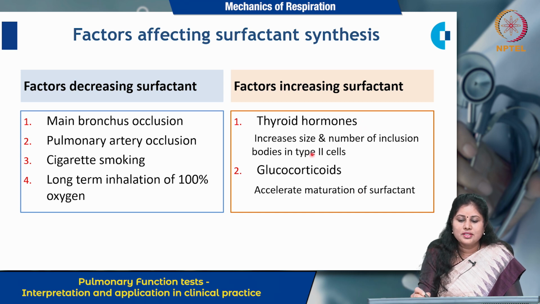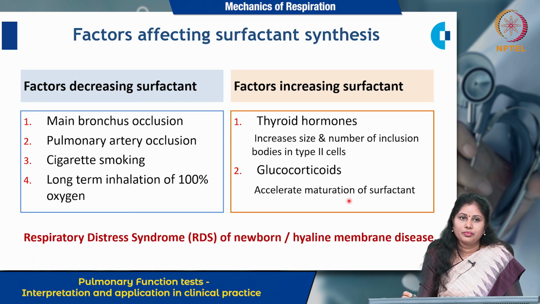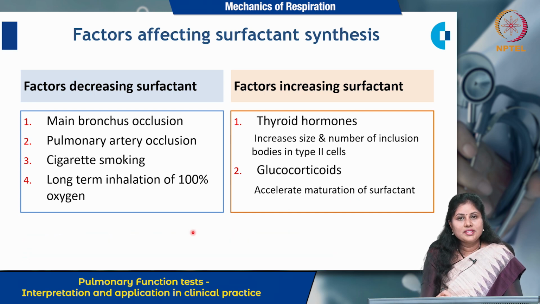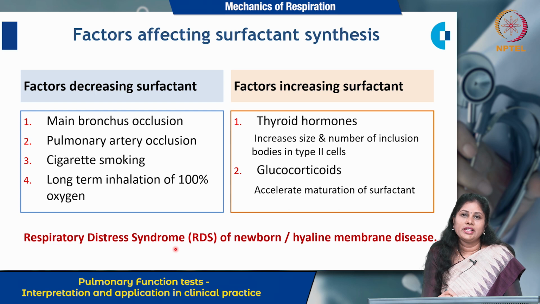Thyroid hormones cause an increase in the number and size of the inclusion bodies present in the type 2 cells, whereas steroid hormones accelerate the maturation of the surfactant. Okay? Deficiency of this surfactant happens in preterm babies and is a very important cause of respiratory failure in such babies.